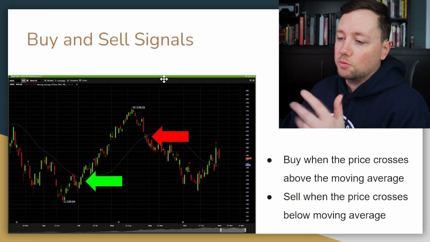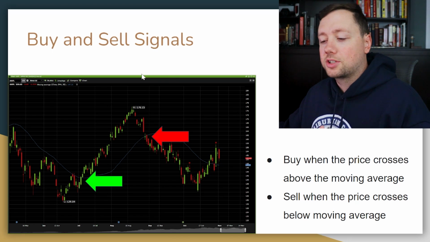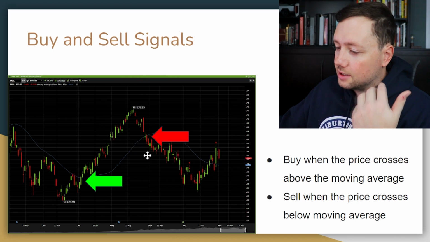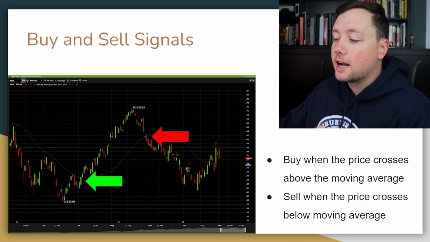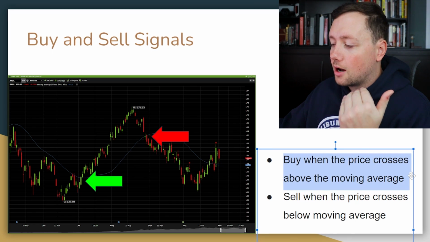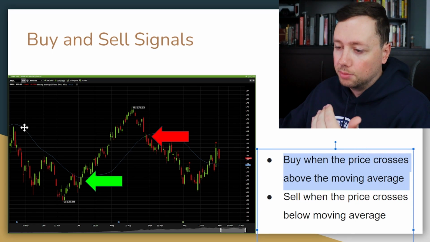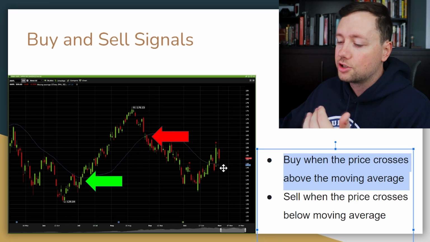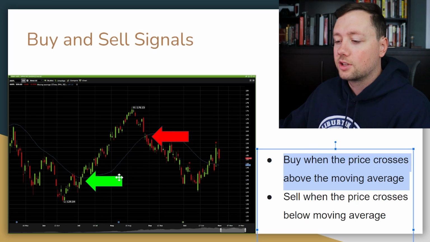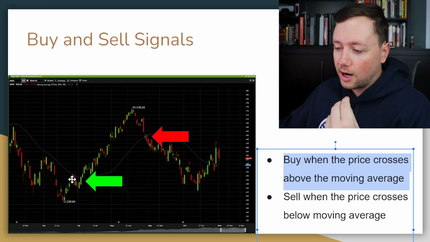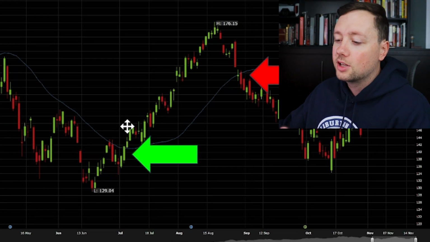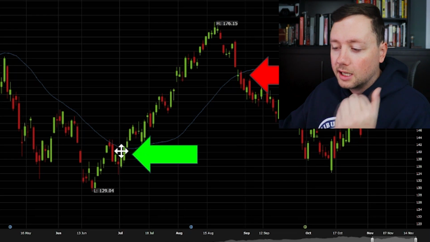Now, how do we use moving averages to find buy and sell signals? Well, it's actually very easy. This is the exact same chart here, and the buy signal comes when the price crosses above the moving average. So this blue line here is our moving average. That is our indicator that we're talking about for this video. And as you can see, the price action, these green and red candles here, it breaks above this blue line here right at the beginning of July.